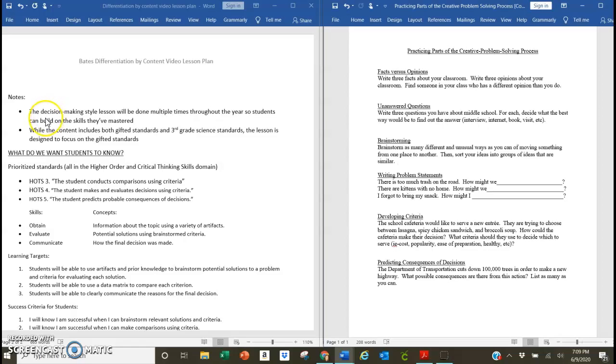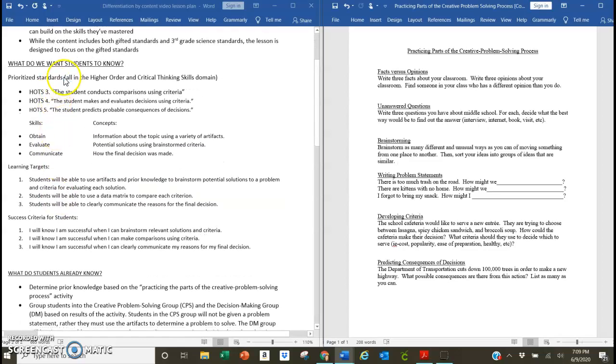It's a complicated gifted strategy, but with prior knowledge checks and scaffolding throughout, students are able to be really successful with it. While the content includes both the gifted standards and third grade science standards, since this is a gifted classroom, we are focusing all of our skills, concepts, and learning targets on those gifted standards.